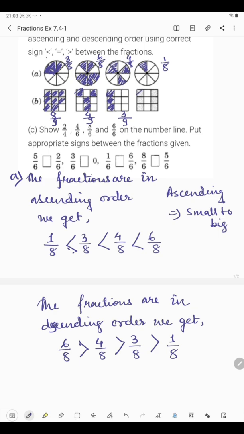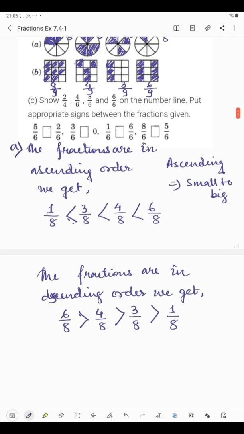And in the last figure we have 1, 2, 3, 4, 5, 6. 6 parts are shaded out of 9, so it will become 6 by 9. Okay. Now we will write this fraction in ascending order and descending order.